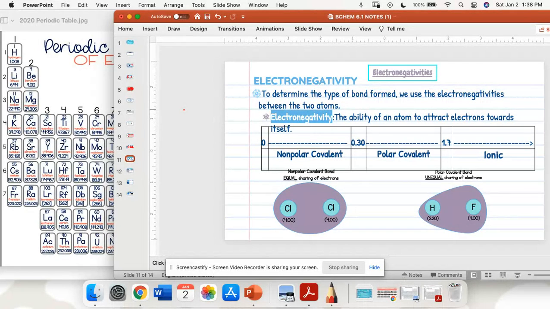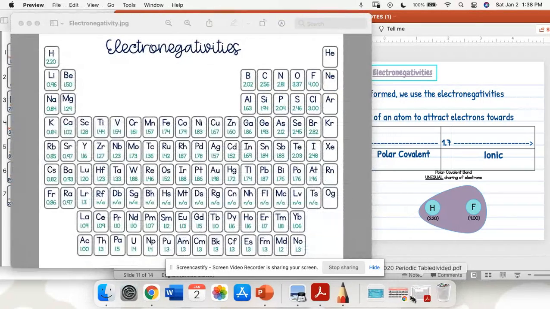But we need to determine the electronegativity. So we're determining how strong a pull an atom might have to draw in other electrons. I'm going to pull up the electronegativity sheet, which is also linked in your Chapter 6 notebook, and I linked it in the notes as well. Electronegativity is the ability of an atom to pull electrons towards it.